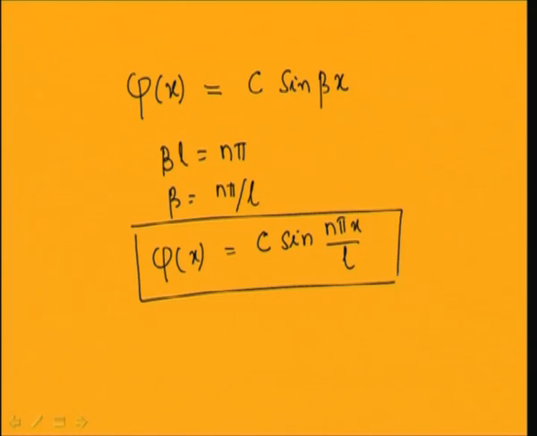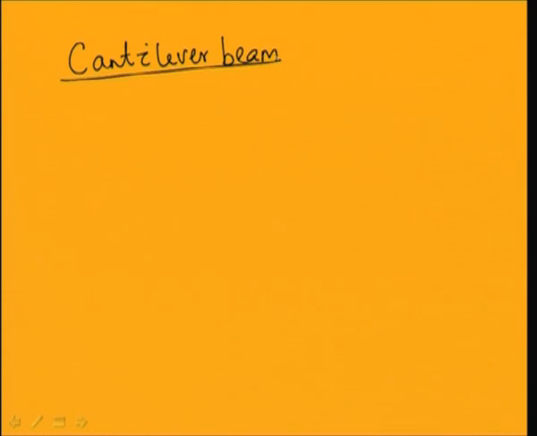So, this is the expression for the mode shape from which we have obtained all the modes, and last class I also showed you the animation of this simply supported beam. So, let us find the same thing for a cantilever beam. Let us take the boundary conditions of a cantilever beam and find the mode shape for this case.